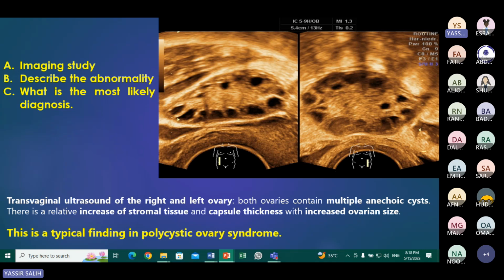This is a transvaginal ultrasound. The most important features are an enlarged or bulky ovary with multiple cysts distributed in the periphery of the ovary: polycystic ovarian syndrome.